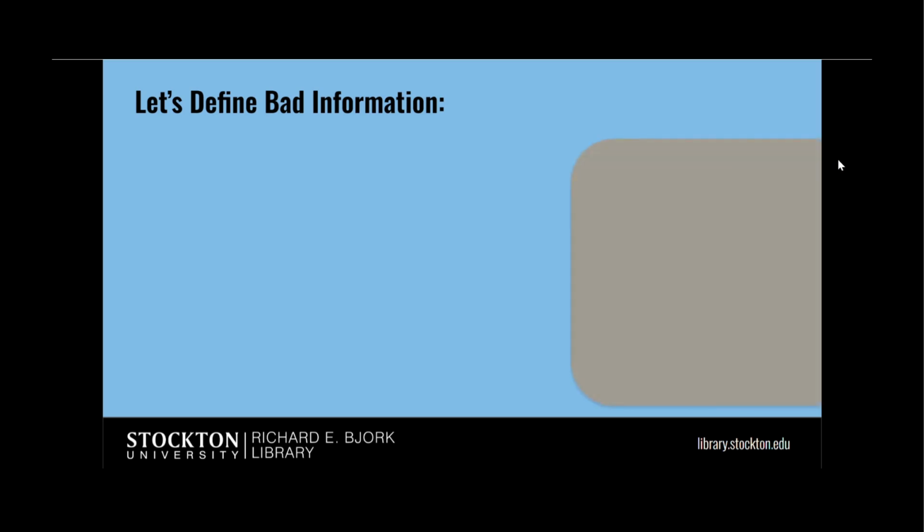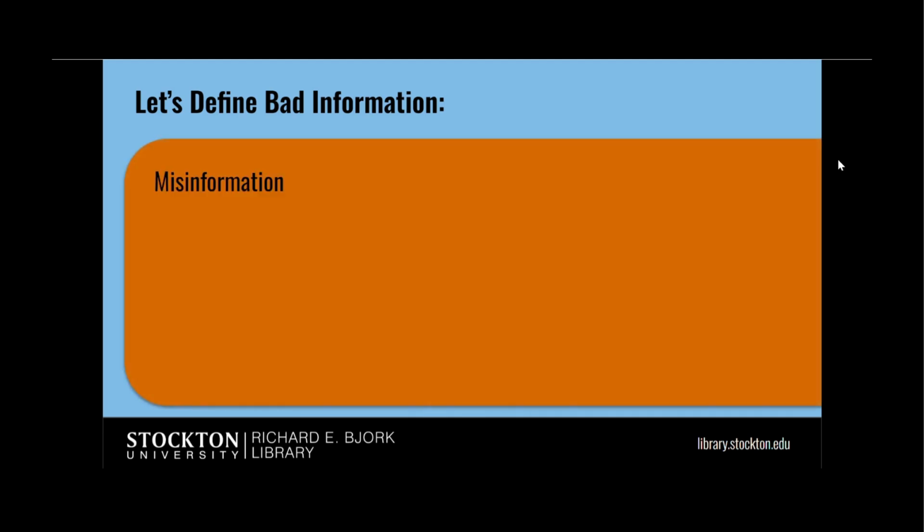So first and foremost, we have misinformation, which if you're not familiar, misinformation is just mistaken information. So what does that mean? It means that the information is wrong, but it wasn't intended to deceive.